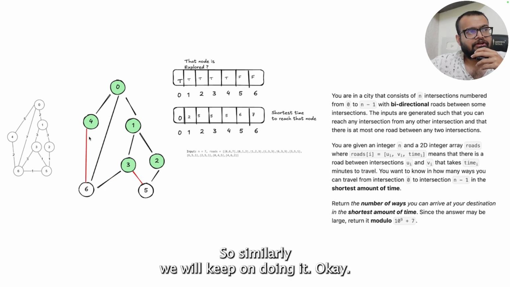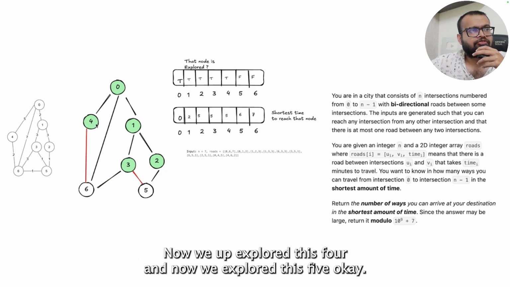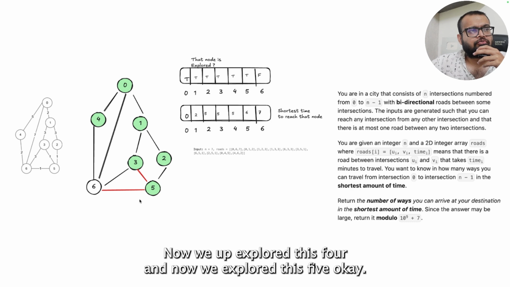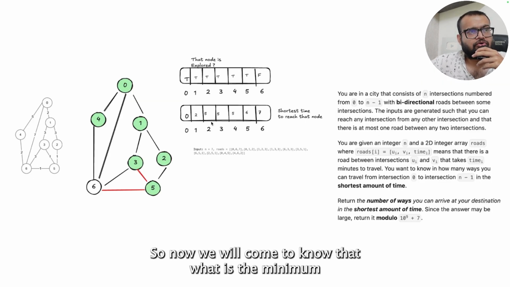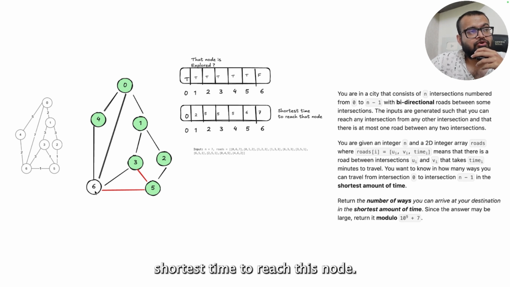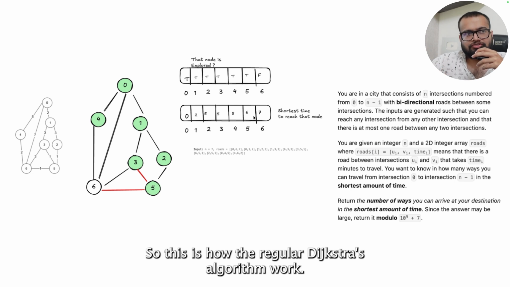So similarly we will keep on doing it. Now we explored this 4, and now we explored this 5. So that's it. Now we will come to know the minimum shortest time to reach this node. We will just see this value. The shortest time is 7. So this is how the regular Dijkstra's algorithm works.